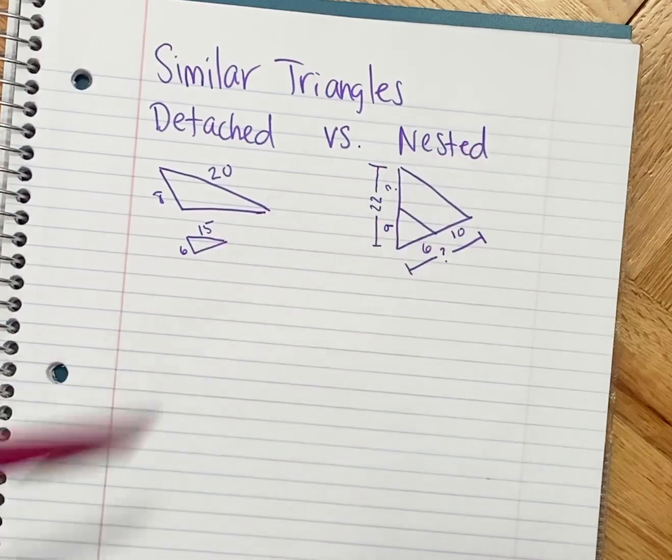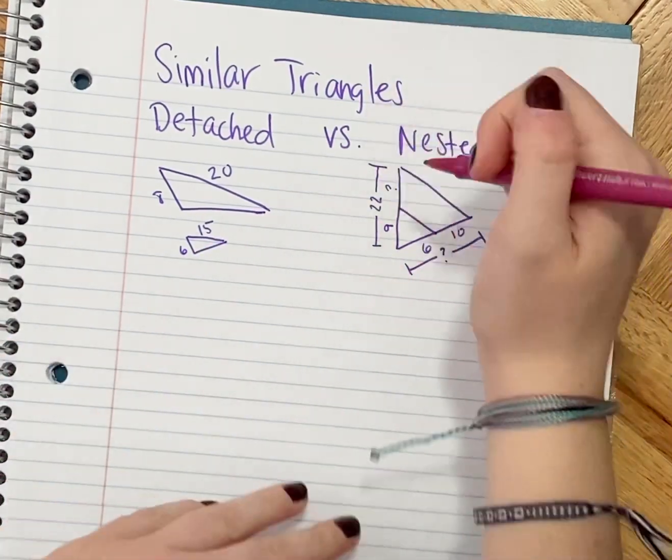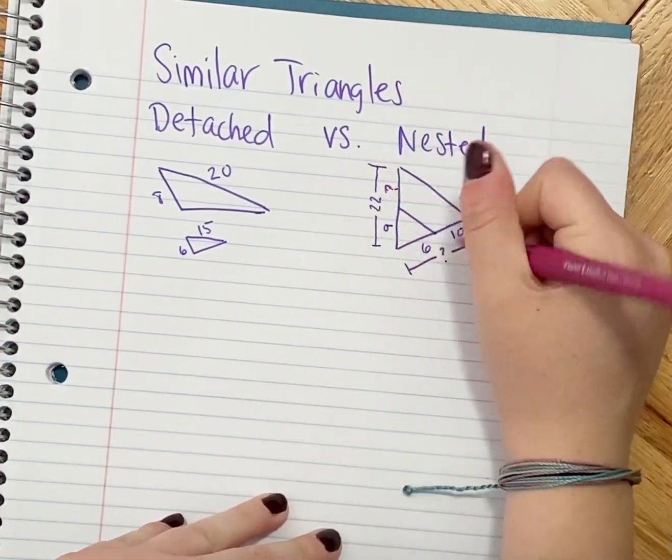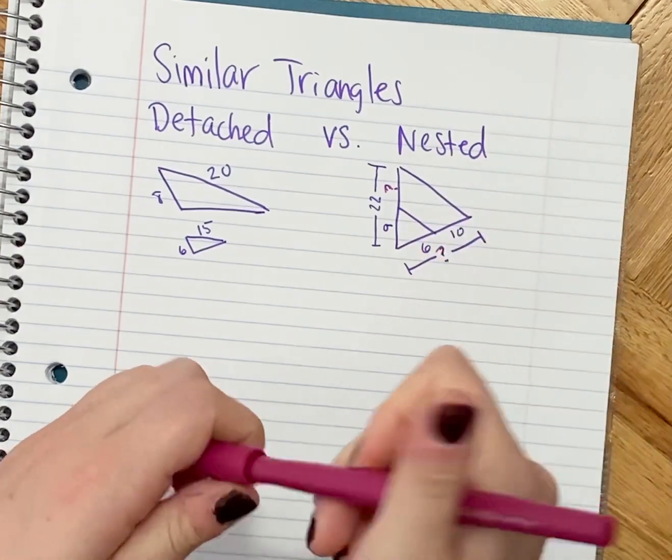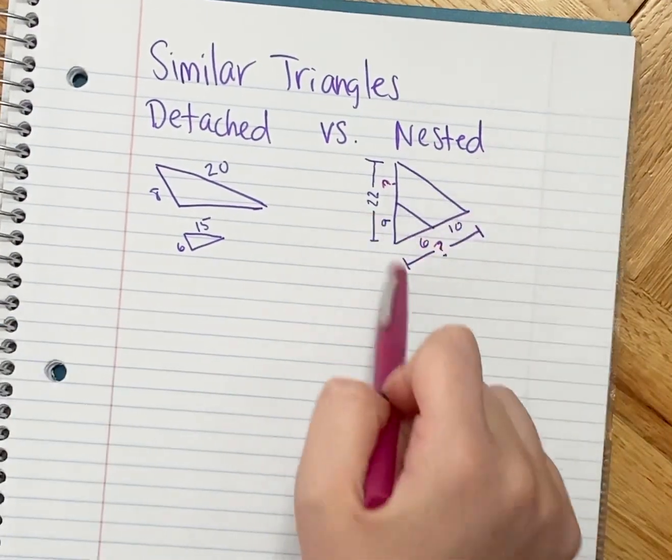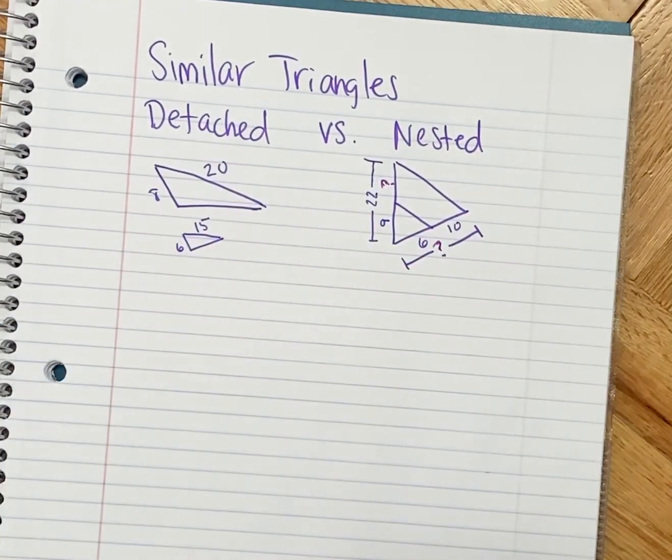Nested is where we get a little bit tricky. Here we have a question mark. If you notice, there are a lot more numbers here than there are here. So I just kind of want to go through how we're going to talk about nested similar triangles and how that kind of adds an extra step into what you're doing.